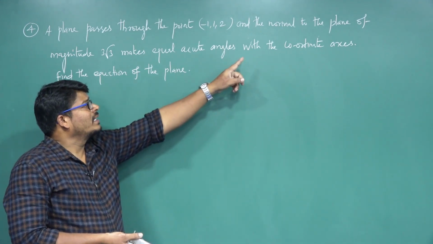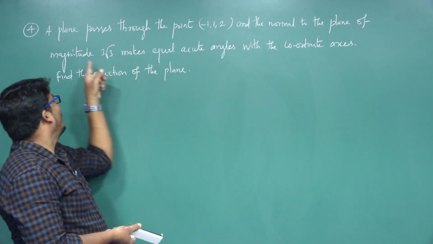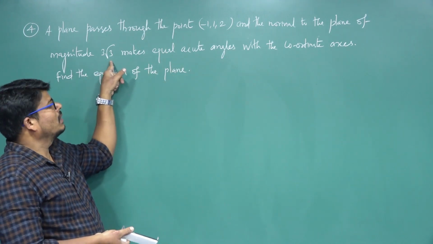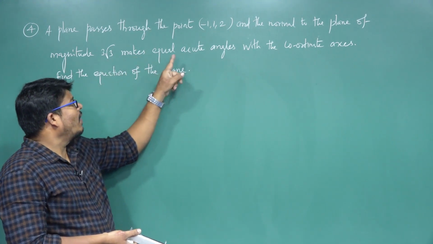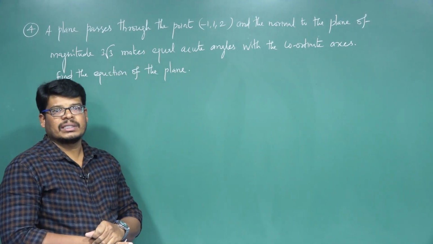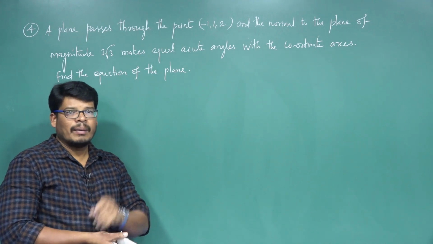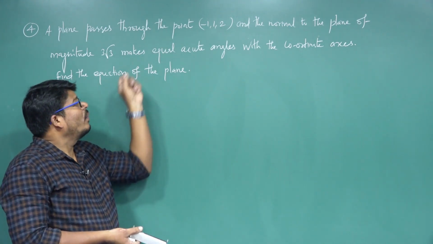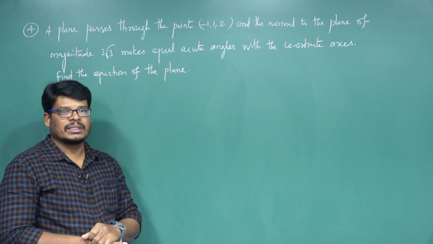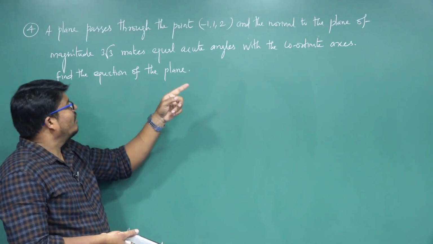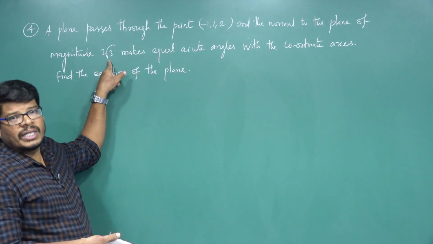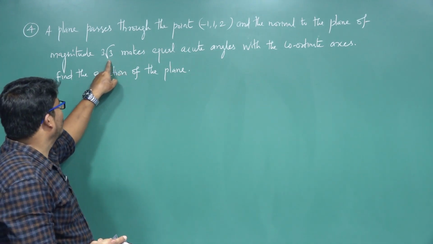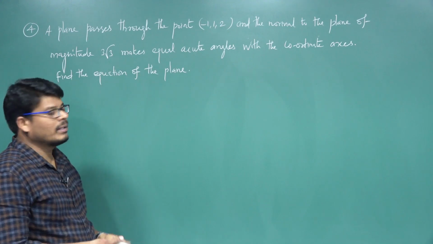Given that the normal vector is normal to the plane and has magnitude 3 root 3, it makes equal acute angles with the coordinate axes. Now find the equation of the plane.